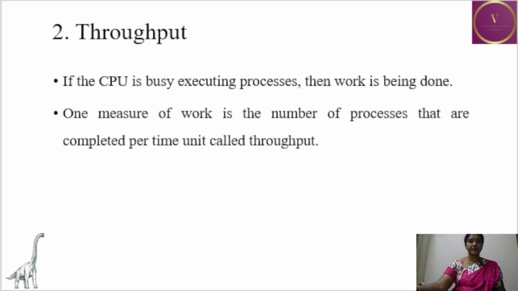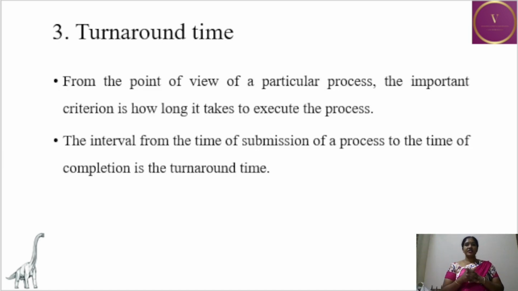All right. The third criterion is the turnaround time. We saw about throughput. Throughput is the one which we see from the CPU point of view. That is how well or how much we are using the CPU, that is, getting maximum utilization from the CPU, and how well the CPU is getting used per unit time.